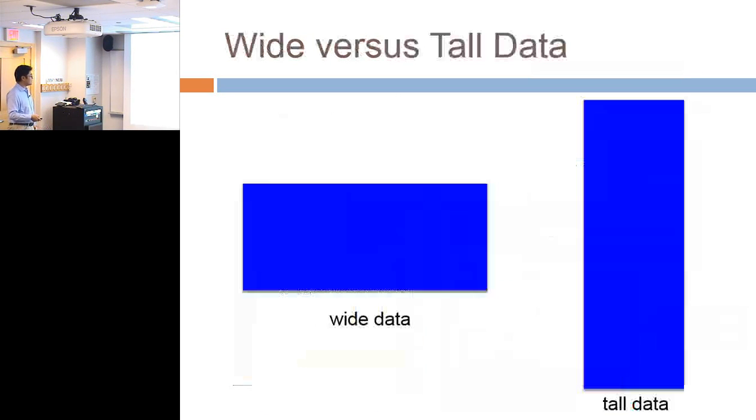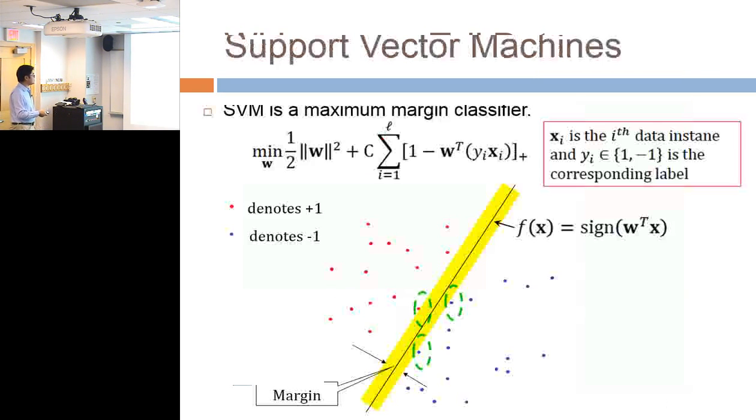Okay, so we have talked about the feature side. Next, let's talk about the data instance side. Like I mentioned, SVM, the support vector machine, is a widely used technique to select the most representative data instances. Support vector machine is a maximum margin classifier. It gives you a hyperplane that separates the positive samples and the negative samples, and it tries to maximize the margin, represented by this yellow region.